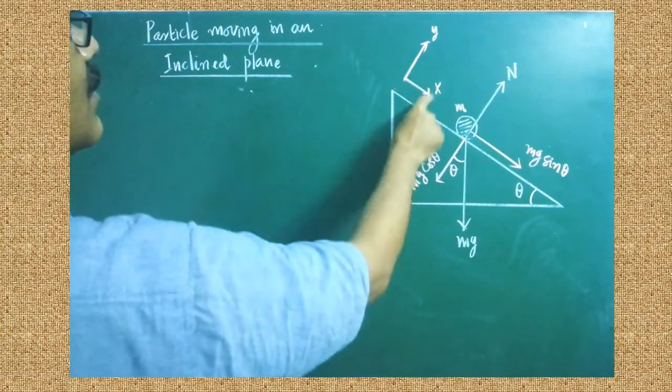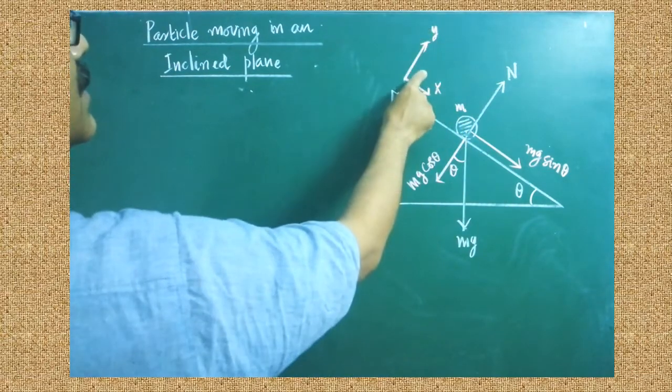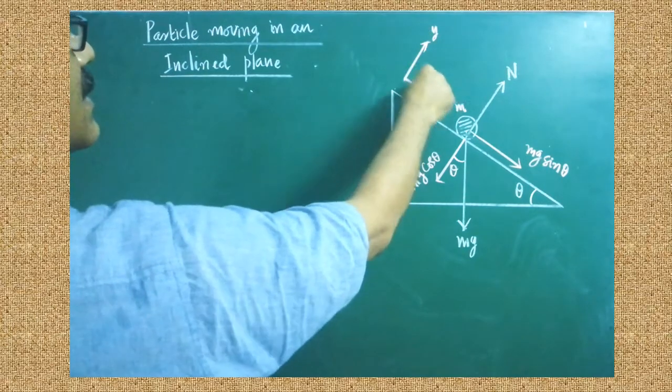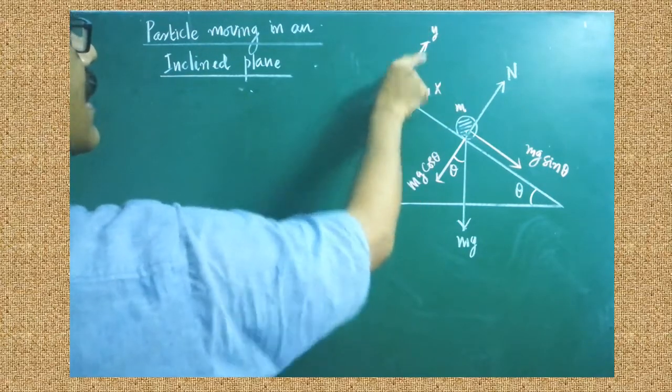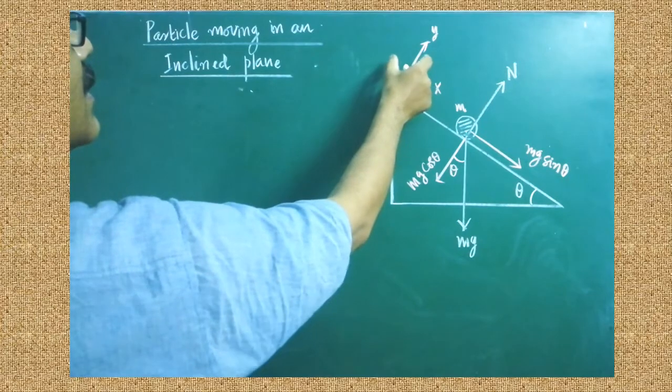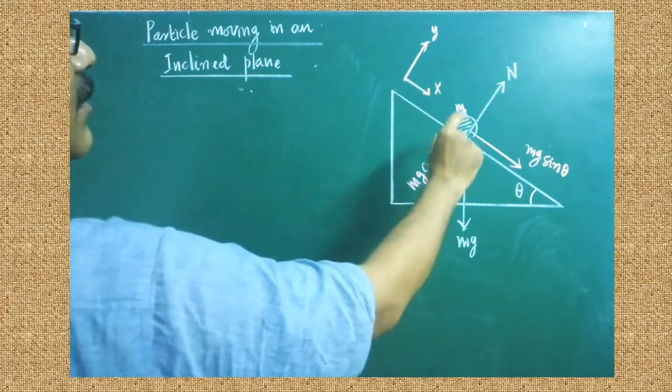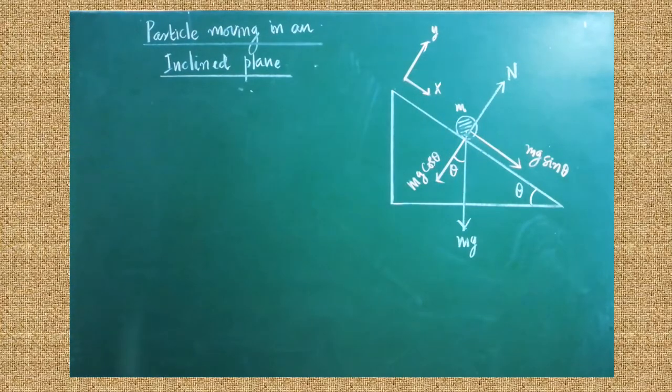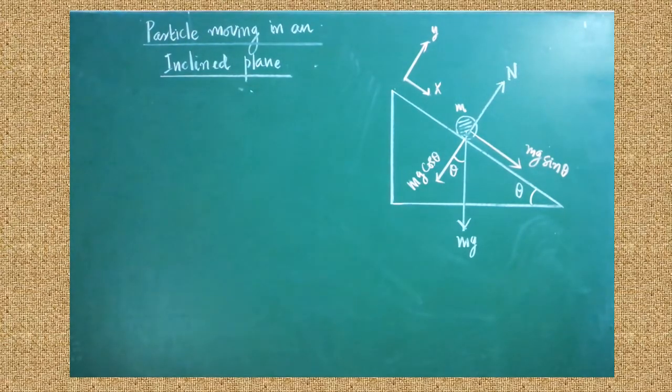Here I have drawn a two-dimensional coordinate system. This one is to be taken as the x-axis and this one as the y-axis. With the help of the coordinate system alone, we are able to identify the direction of the forces. So for that body, I am going to draw the free body diagram.